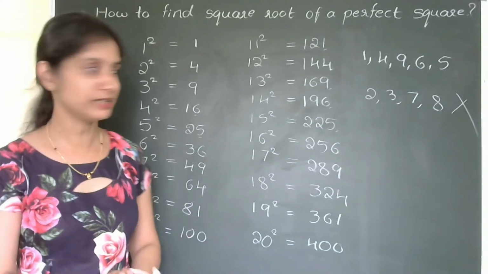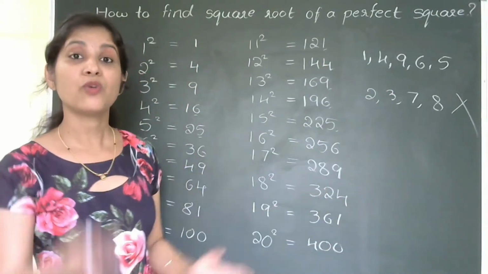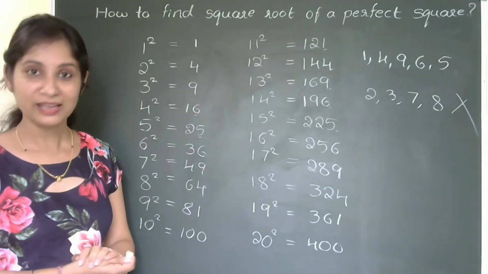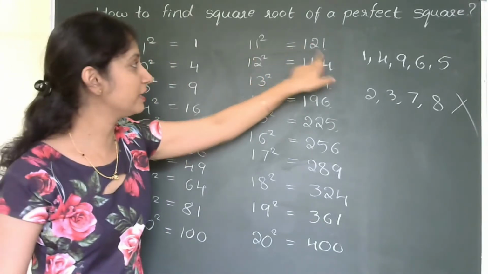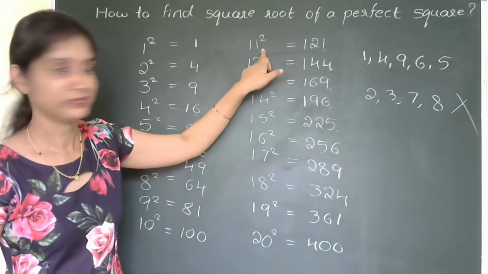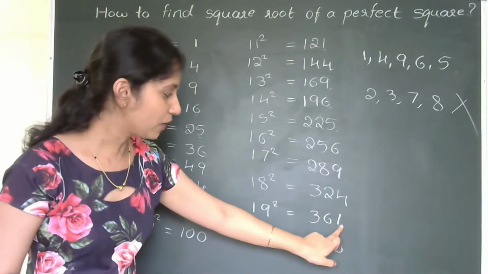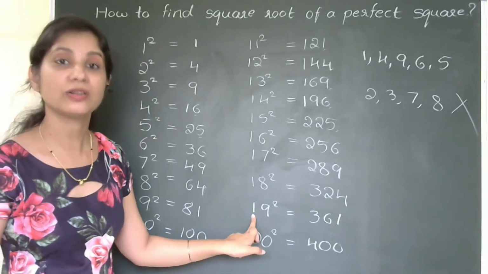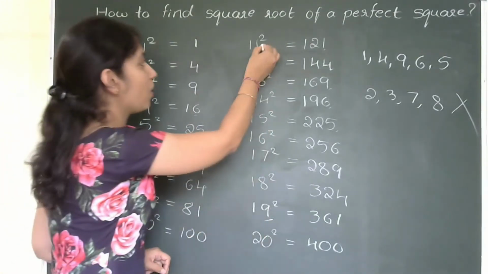Now one more thing is here. If 1 comes in the unit place of a square number, what comes in the unit place of its root? 121's root is 11, and the unit place also contains 1 only. Let me check one more number. I got 361 here. 1 is in the unit place, but the unit place of the square root is 9. That means I can get either 9 or 1.